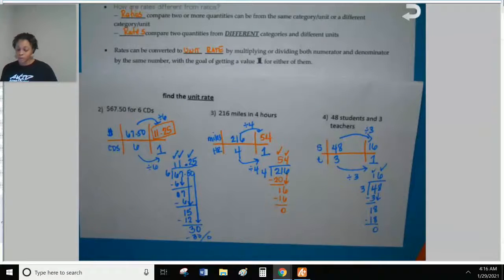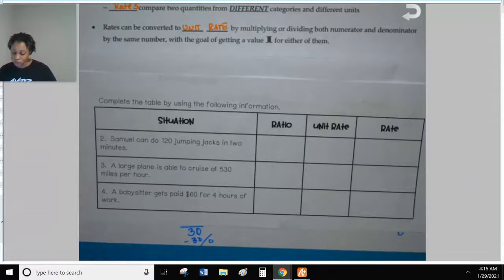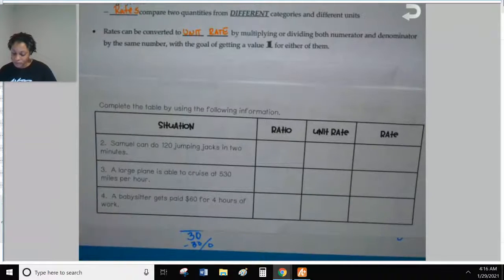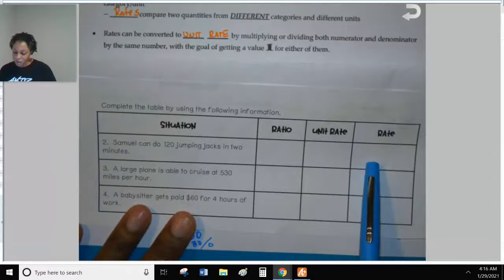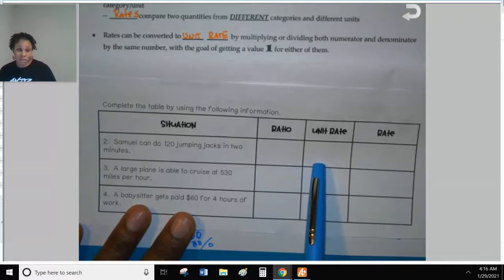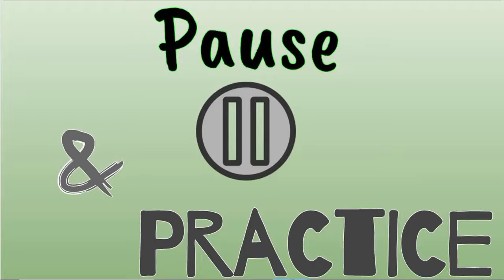So what I want you to do is find these problems in your notebook. Pause and practice. In the table, you're going to write the ratio. For the first one, Samuel can do 120 jumping jacks in 2 minutes. The ratio will be the jumping jacks to the minutes. You will write that as a ratio, the numerical part. Then you will write the rate, 120 to 2 minutes, and then find the unit rate. How many jumping jacks can he do in 1 minute? A large plane is able to cruise at 530 miles per hour. What's the rate? What's the unit rate?